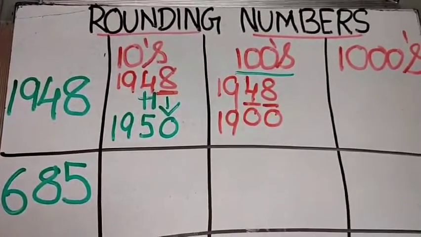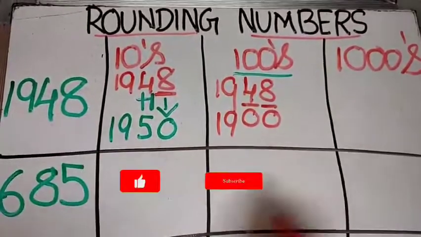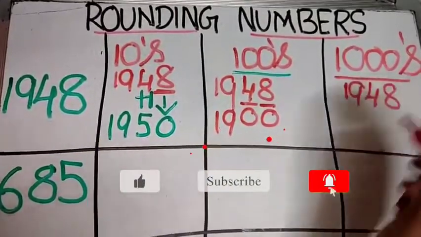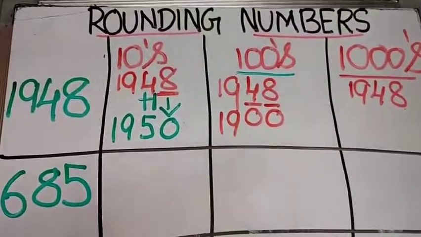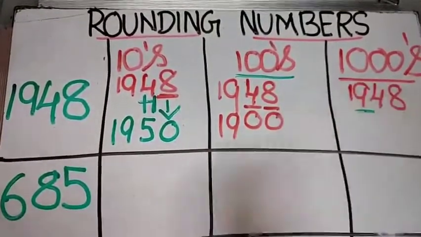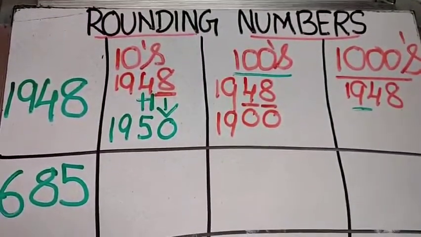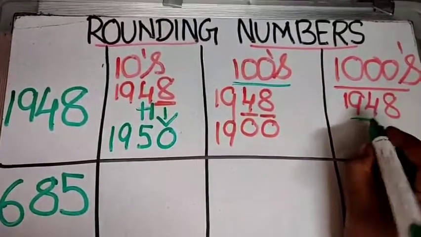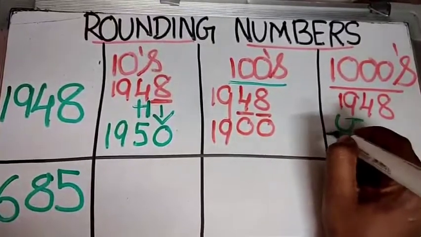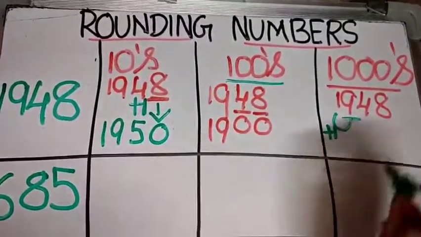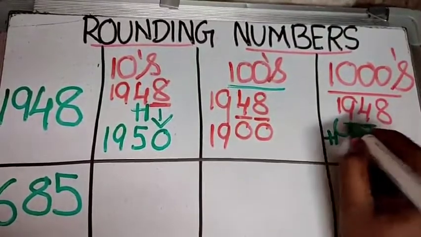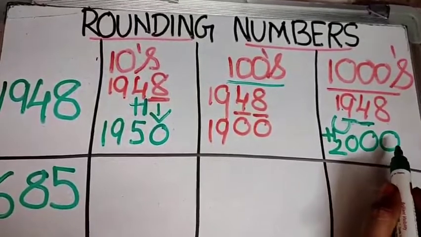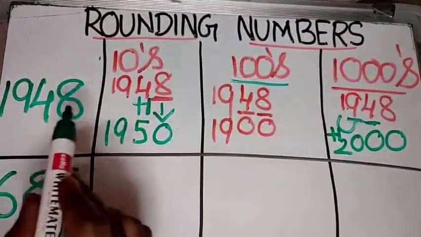Now let us check for the nearest thousands of 1948. Whenever you are checking for the rounding number to nearest thousands, what we have to do? Yes, we have to check for the hundreds place. So check whether it is less than 5 or greater than 5 or equal to 5. Yes, it is greater than 5. As it is greater than 5, we have to add plus 1 to the next digit and the remaining digits will become 0. So 1 plus 1 becomes 2. 2000 is the rounding number of 1948 to nearest thousand.